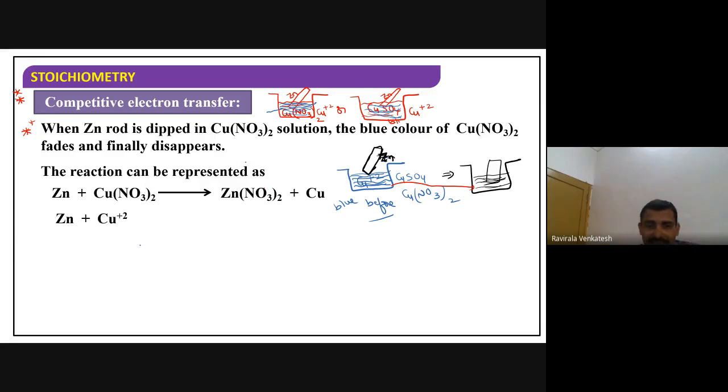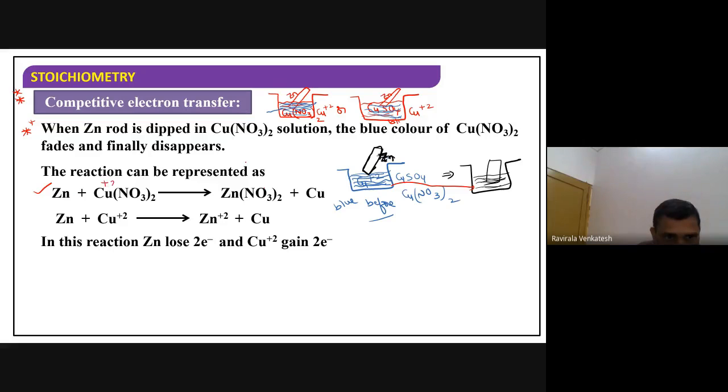First of all, this reaction took place. Zinc reacted with copper nitrate or copper sulfate to give zinc nitrate or zinc sulfate plus copper. When you write it in terms of ions, copper is copper plus 2 and zinc is zinc plus 2. This is the reaction actually. Understood, beta? NO3 is always minus 1. There are 2 of them, so 2 into minus 1 will be minus 2, and it balances plus 2.